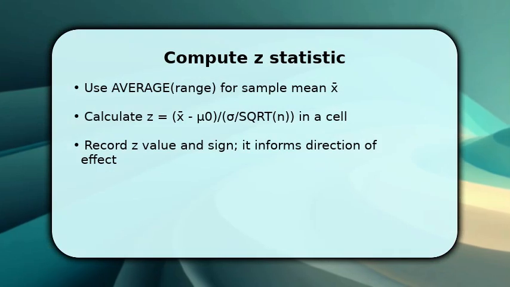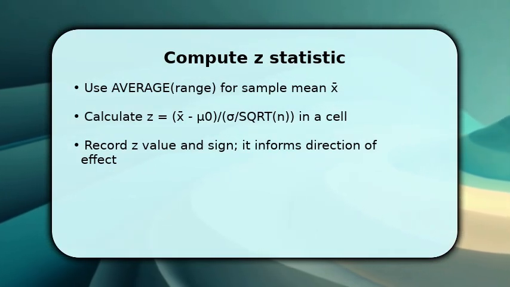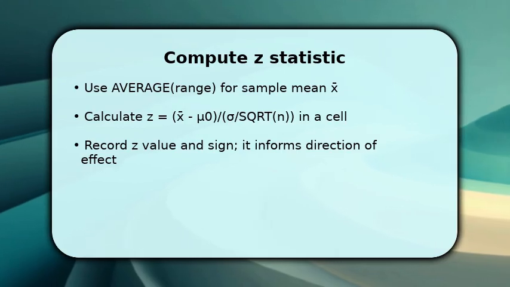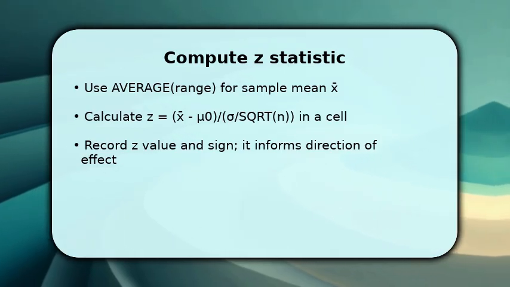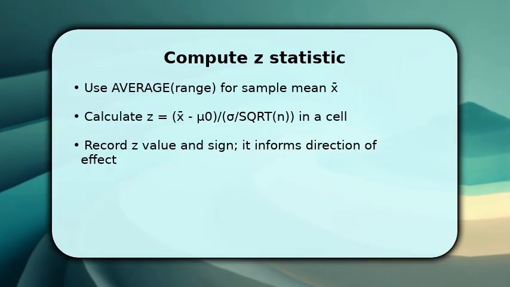You now calculate the sample mean with AVERAGE and get n with COUNT. Then compute the standard error using equals sigma cell slash SQRT of n cell, and put it in its own cell so you can audit the math.